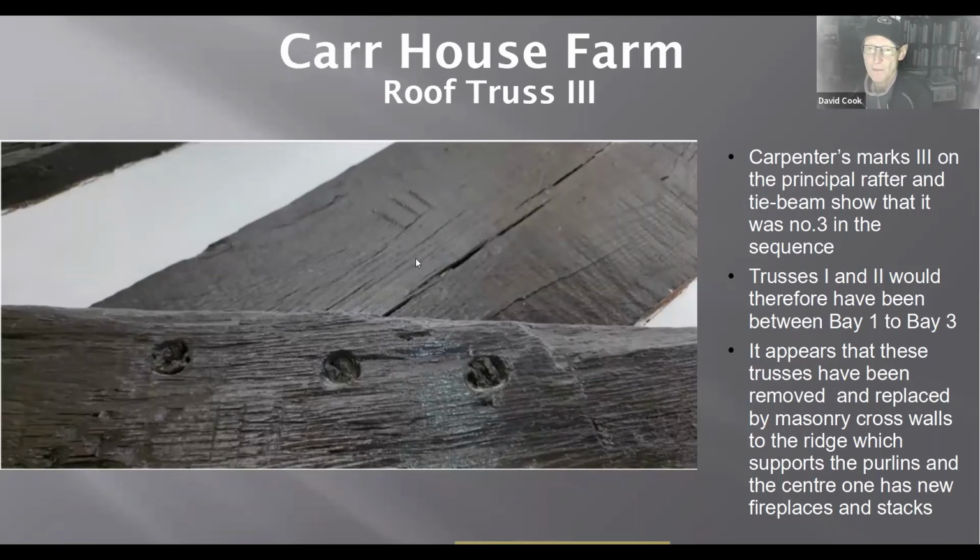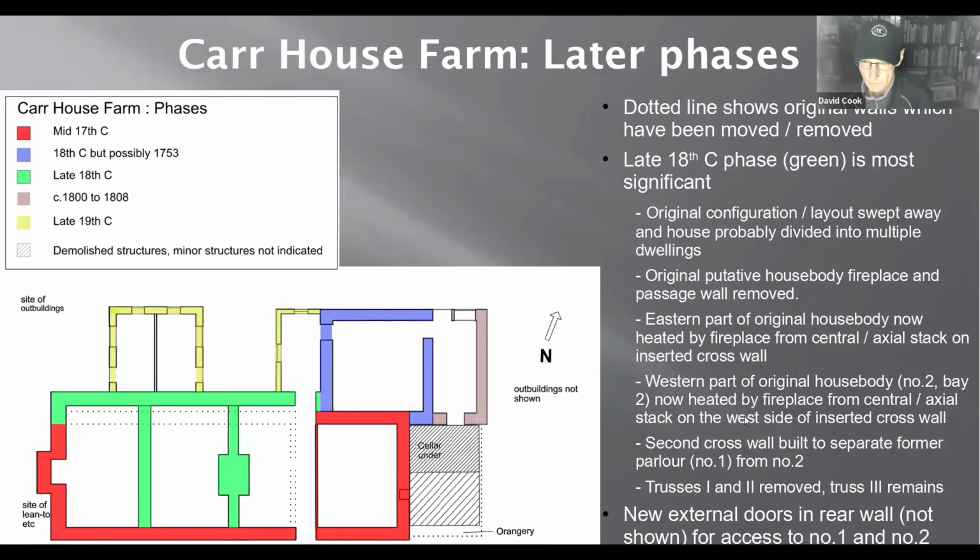Okay, right, carpenter's marks. This is truss number 3. Those are the carpenter's marks. So we're looking at trusses 1 and 2 would have been in bay 1 to bay 3. These trusses have been removed by the masonry cross walls. Sadly, there's no truss 1 and 2 left. So what I'm proposing is truss 3 is more or less there where that narrow red line is.